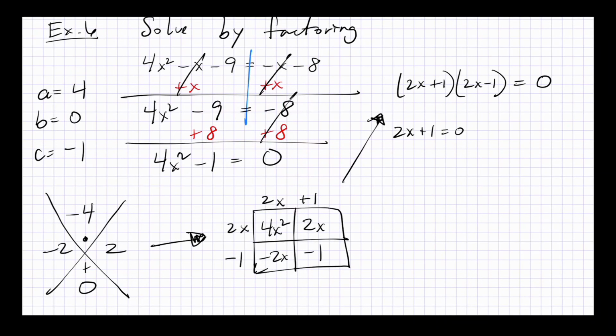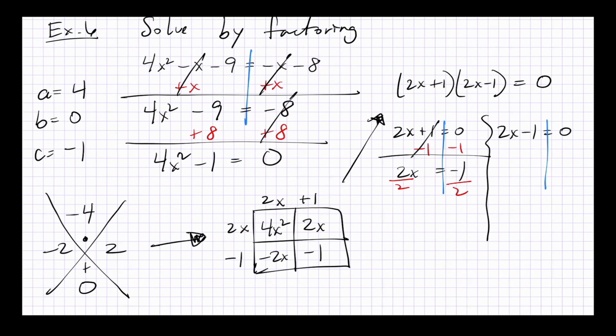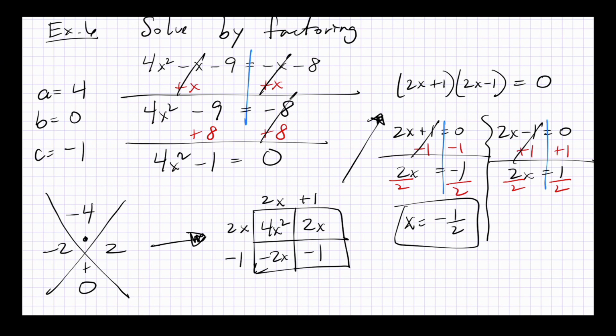So 2x plus 1 equals 0. 2x minus 1 equals 0. Subtract 1 from both sides. Divide by 2. There's one answer. Add 1 to both sides. Divide by 2. You got your two answers: negative 1/2, positive 1/2.